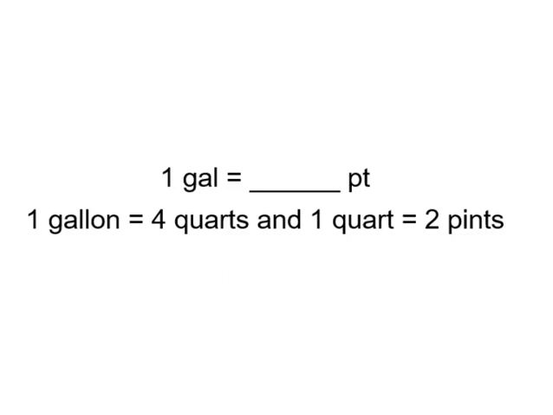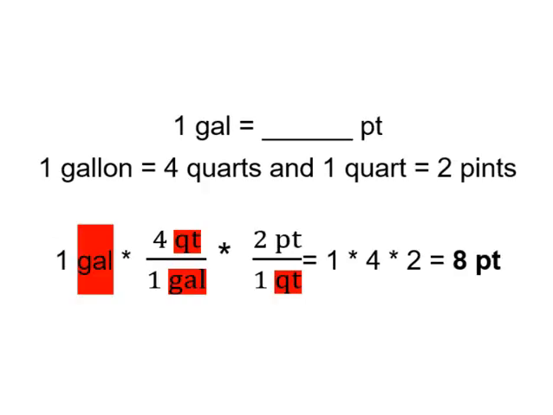1 gallon is equal to how many pints? Ooh, we have another double conversion, okay? In order to go from gallons to pints, we first convert from gallons to quarts, and then from quarts to pints. Let's look at how we will set that up. We have 1 gallon times 4 quarts over 1 gallon times 2 pints over 1 quart.